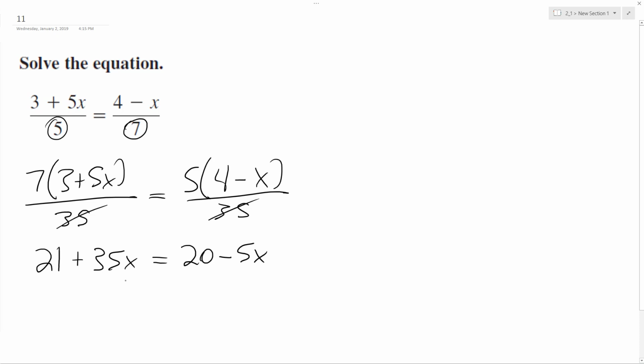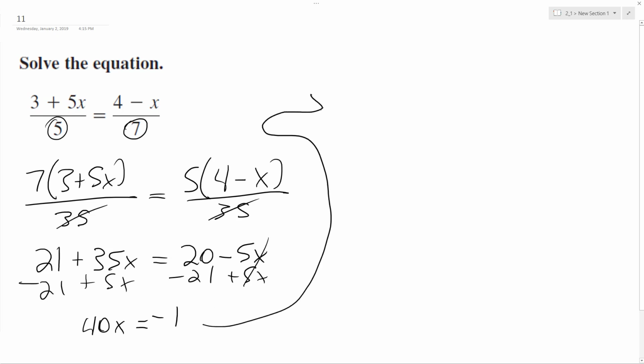So we want all the x's on one side and the constants on the other. So we end up with 40x equals negative 1. And that means that x is going to be equal to negative 1 over 40.